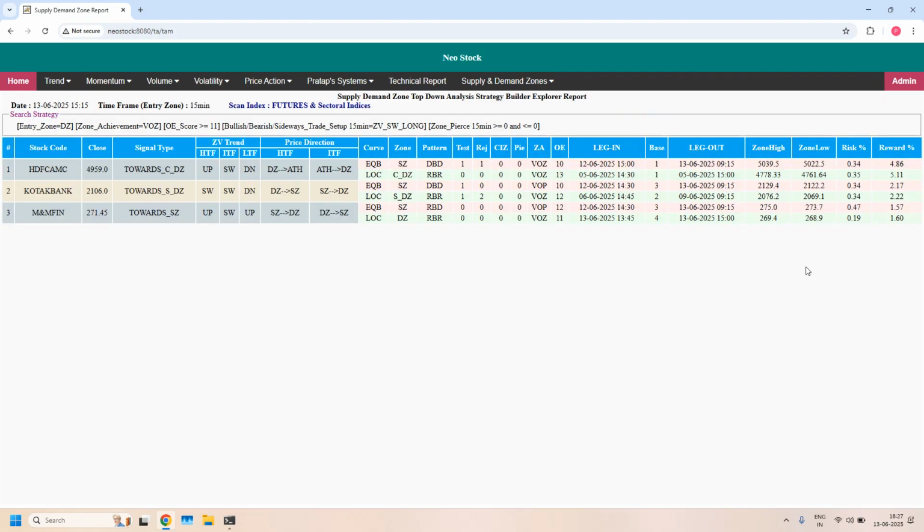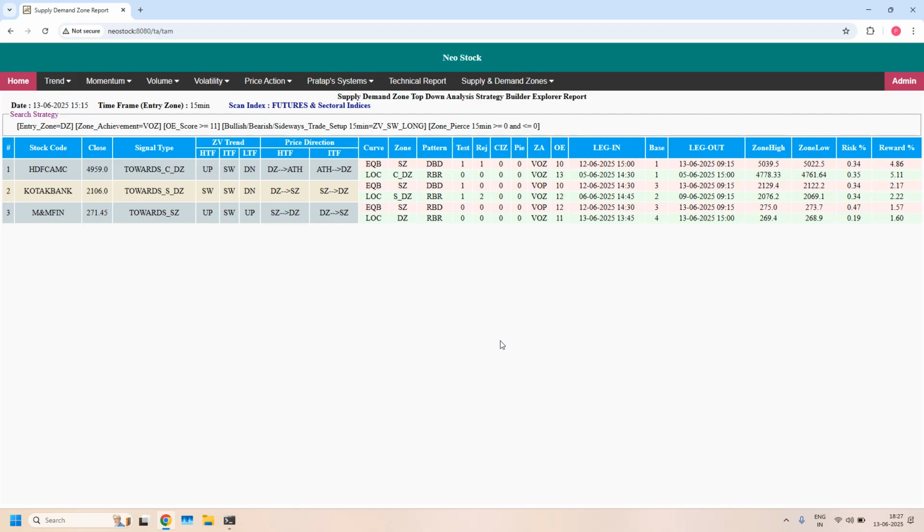Let's filter. So we got 3 stocks supporting sideways long trade setup for daily income trade, and entry time frame zones are 15 minutes demand zones. See, one of these zones is already tested twice.